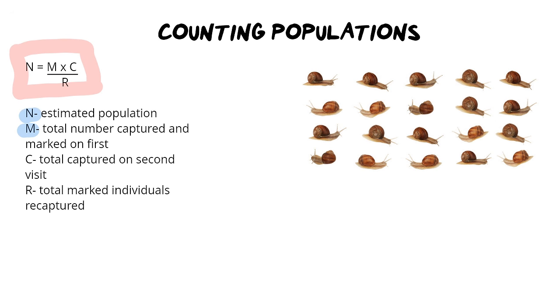M is the total amount of organisms we captured the first time. C is the total amount of organisms we captured the second time, hence the name mark and then recapture. And R is the total marked individuals that we caught the second time that were already marked. And you'll see now what that looks like once I use it in this snail example.